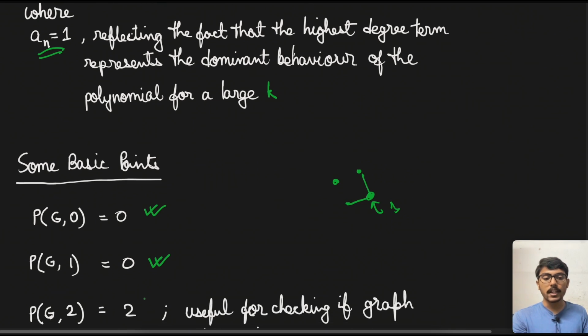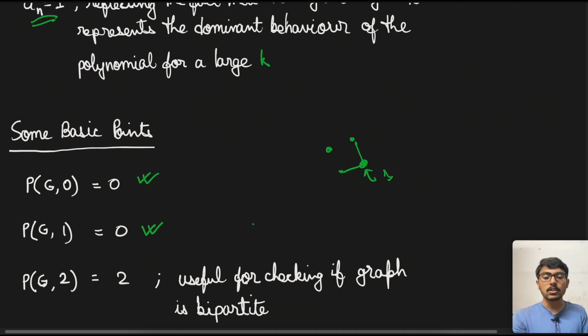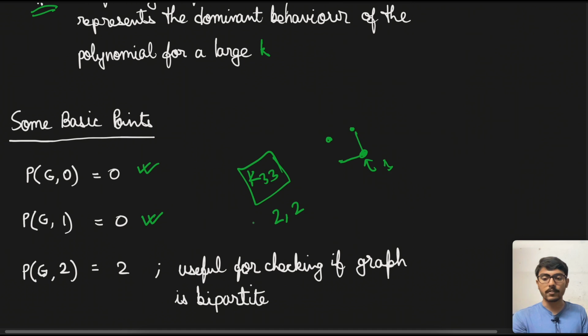Similarly, if we take, let's say, P(G, 2), this means that in the graph we are only given 2 colors and we need to color it. Suppose it comes out to be 2, then we can use it to check if the graph is bipartite or not. Like we have K3,3, that is also a 2-colorable graph, and there are 2 ways if we have 2 colors to color the graph. So in that way we can check if a graph is bipartite or not.